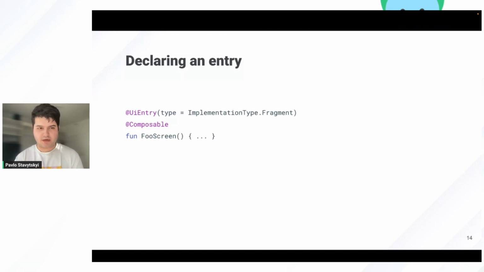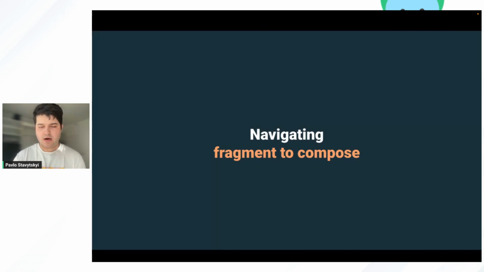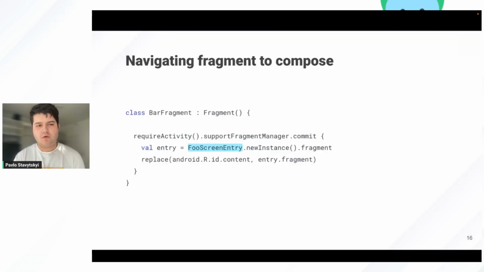So we're using some custom Kotlin symbol processor that analyzes this annotation, and it actually generates a class for this composable function. So when you navigate from a fragment to this new compose screen, which is annotated with UI entry, the UI entry annotation generates a class called full screen entry, which is actually a fragment. The way it works is that we just take the name of the composable function and add entry to the end of it. And now you can create the instance of a fragment.